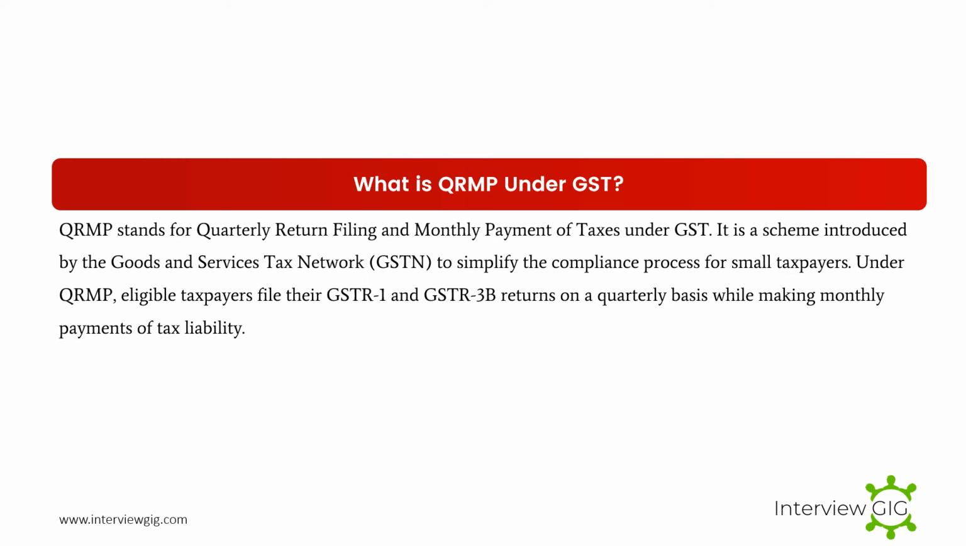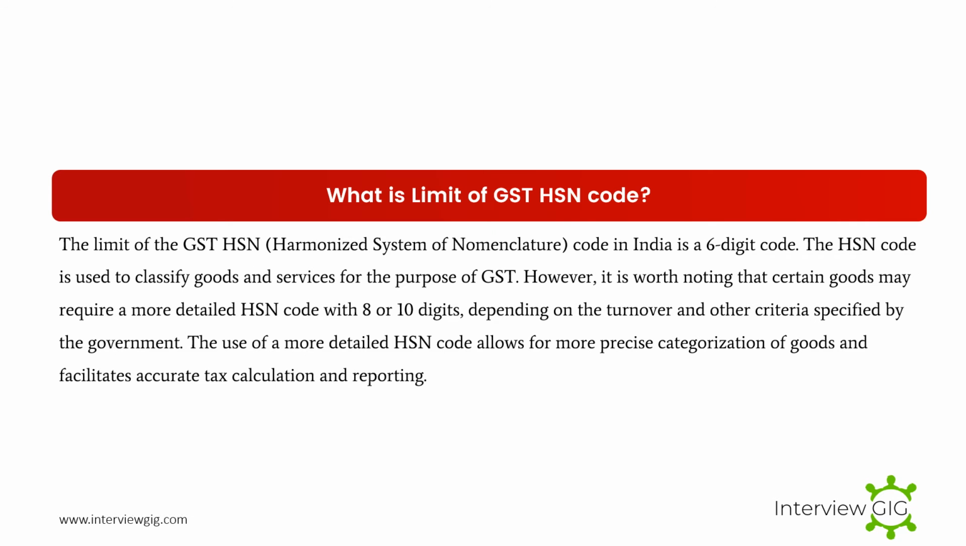What is QRMP under GST? QRMP stands for Quarterly Return Filing and Monthly Payment of Taxes under GST. It is a scheme introduced by the Goods and Services Tax Network, GSTN, to simplify the compliance process for small taxpayers. Under QRMP, eligible taxpayers file their GSTR1 and GSTR3B returns on a quarterly basis while making monthly payments of tax liability.